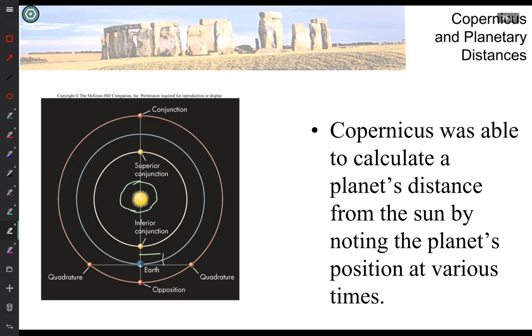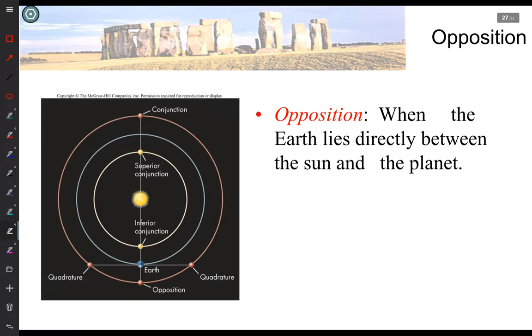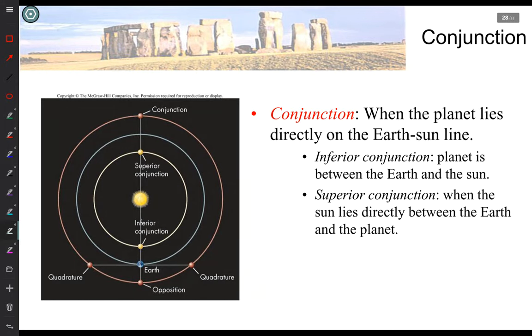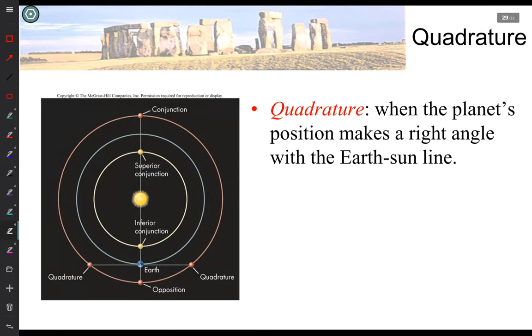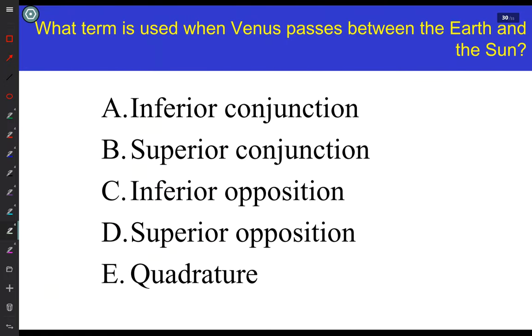Okay, so Copernicus started his work by using these positions and doing calculations. And so here are the definitions for each of the words: opposition, when the Earth lies directly between the sun and the planet; conjunction, when they're in a straight line; quadrature, when it's 90 degrees. And a clicker question about these words: what term is used when Venus passes between the Earth and the sun? And yes, it's one of those. I don't know why I was thinking I should give you options. They're already there.